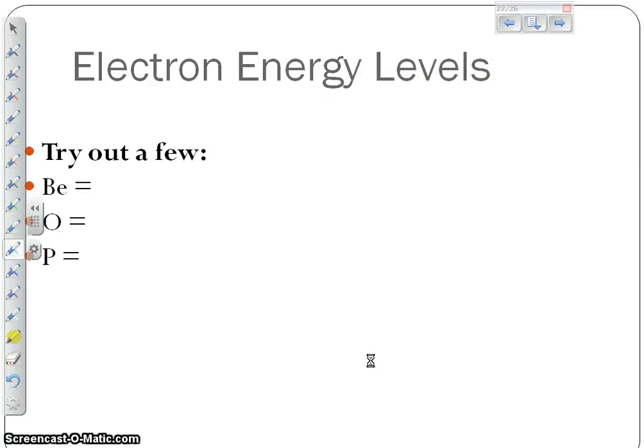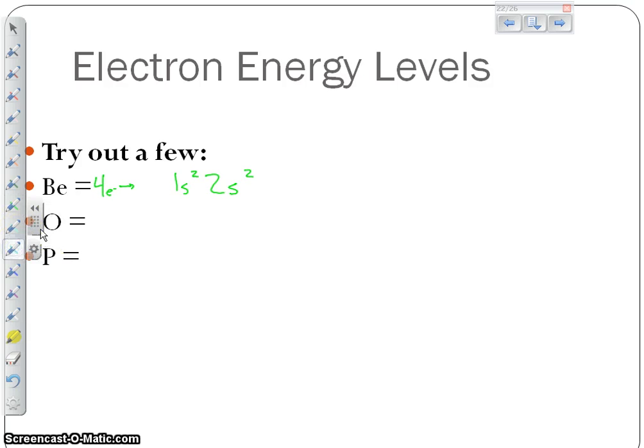Okay. So trying out a few, we've got beryllium, we've got oxygen, we've got phosphorus. First thing I would do is figure out how many electrons we have. Beryllium has 4. And knowing that I've got 4 electrons, I fill my 1s orbital with 2 electrons. And then 2s gets 2 electrons.